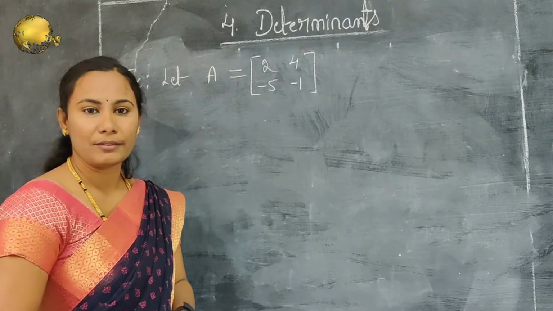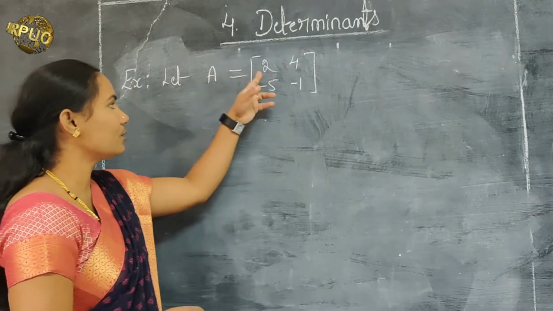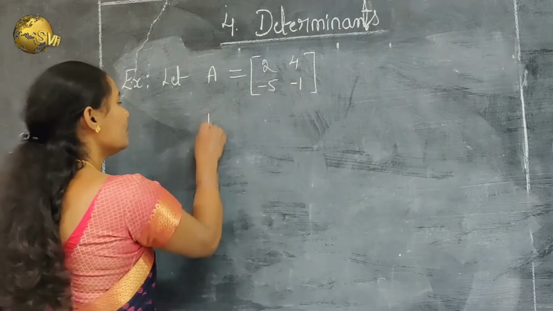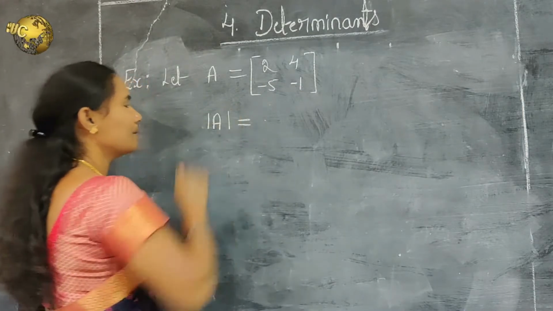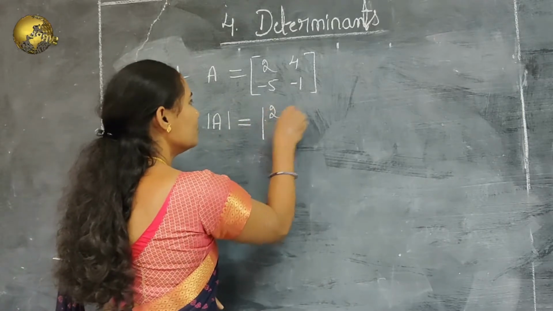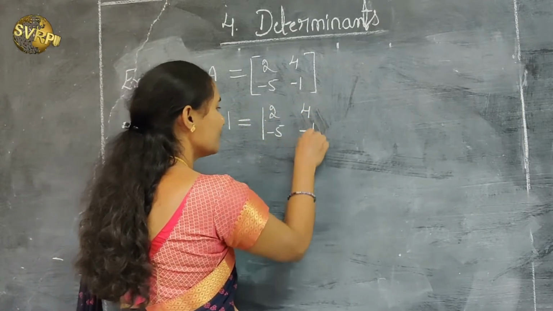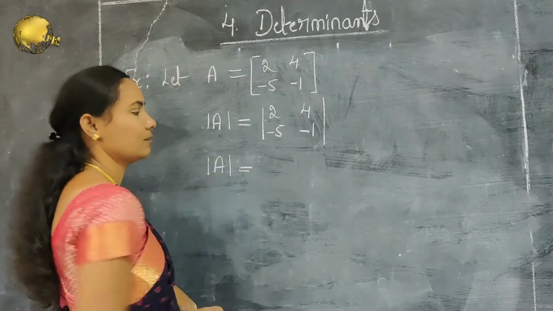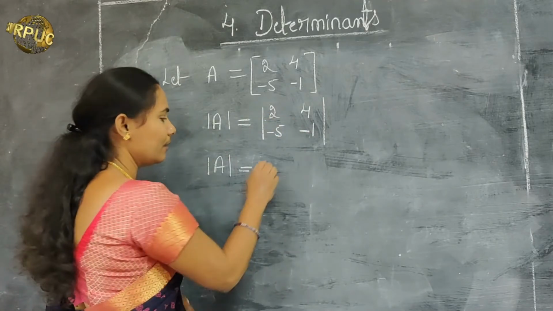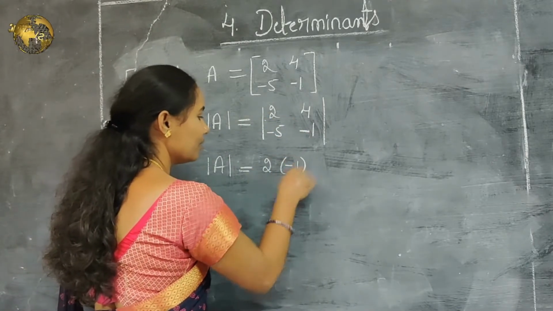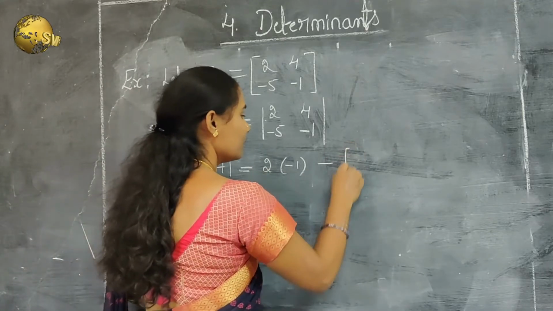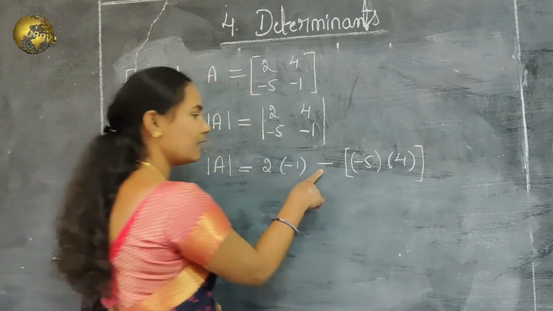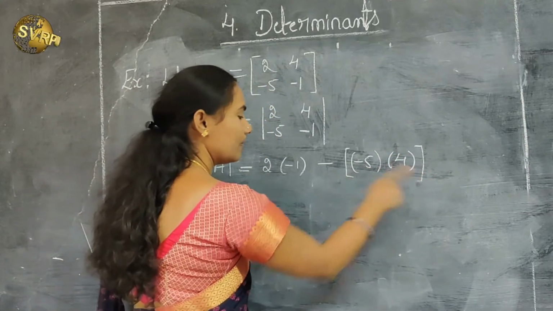Now let me take one example for this. Let A be the matrix [2, 4; -5, -1]. So the determinant value for this matrix A is |2, 4; -5, -1|. First we will write it inside the parallel lines. Now I will expand it. That is the product of diagonal elements, 2 into -1, minus -5 into 4. Here minus is there, so I used another bracket here.